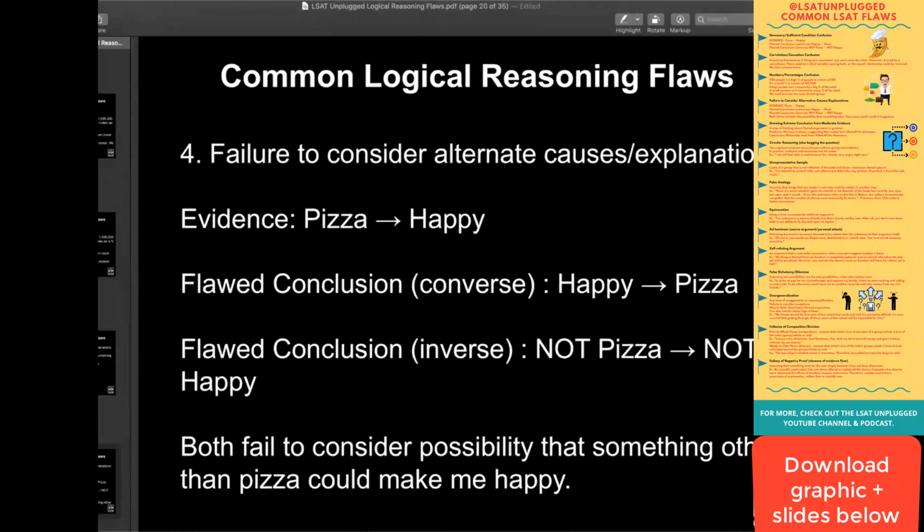And again, the pizza happy example is a perfect example of this. Both the converse and the inverse, the reversal and the negation, fail to consider the possibility that something other than pizza could make me happy. You probably got that earlier, but it came up in two different framings, both communicating the same idea. And interestingly, the converse and the inverse are the contrapositives of each other, because they're both doing only half of the translation. And the reversal and the negation are logically equivalent to each other.